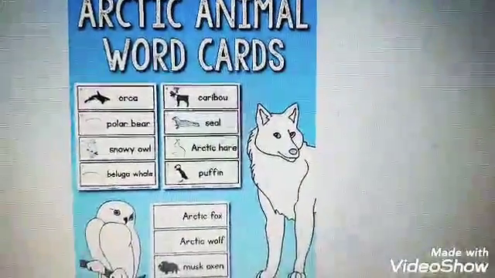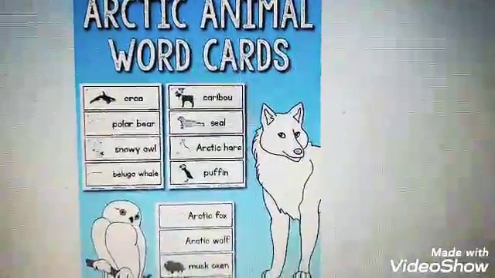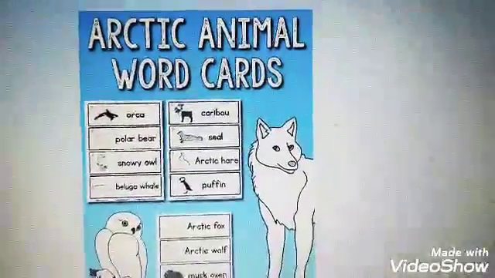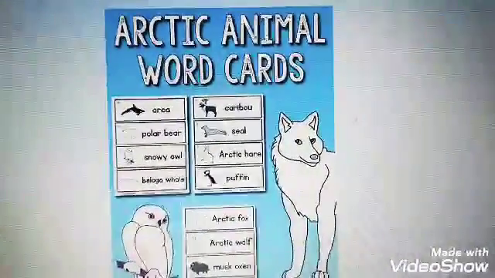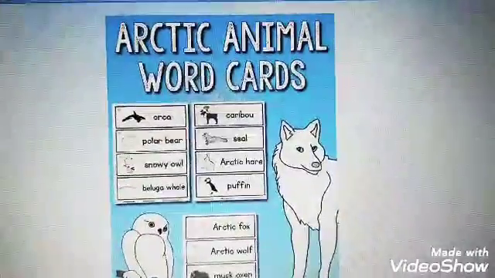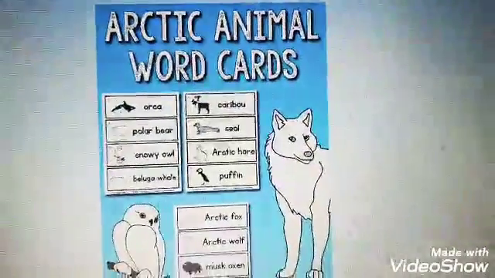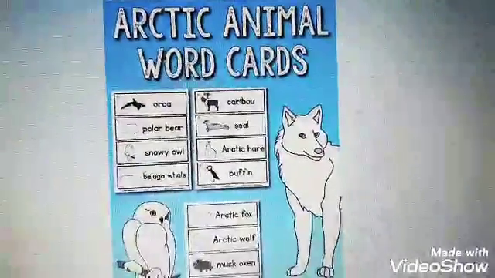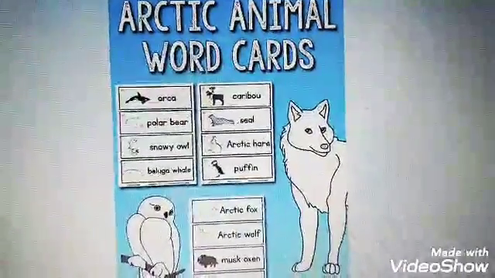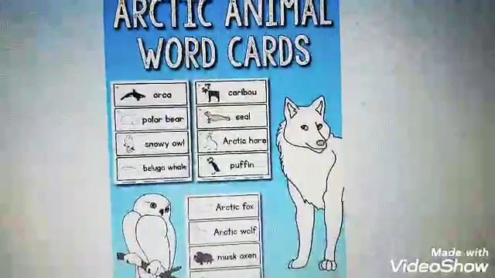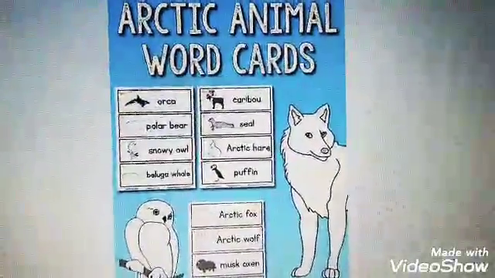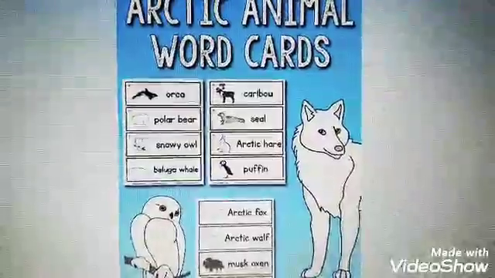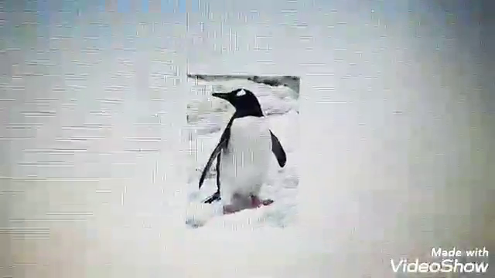What's the meaning of Arctic animals? The Arctic animals are the animals that live in the North Pole. That means the cold and snow-filled areas. And now let's recognize some kinds of these animals.